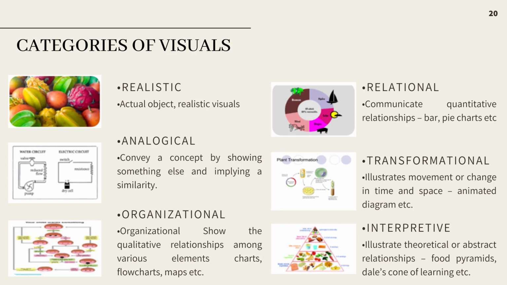And then we have relational, which communicates quantitative relationships between some objects, for example, bar and pie charts, etc. And then the transformational, which illustrates movement or change in time and space. And then we have interpretive, which illustrates theoretical or abstract relationships, for example, food pyramids, the learning cone, as we mentioned in our last class, and so on. There are actually a lot of visual categories that you can study.